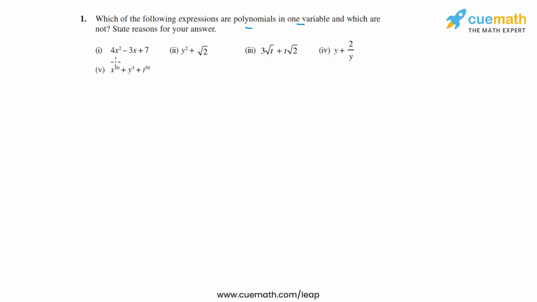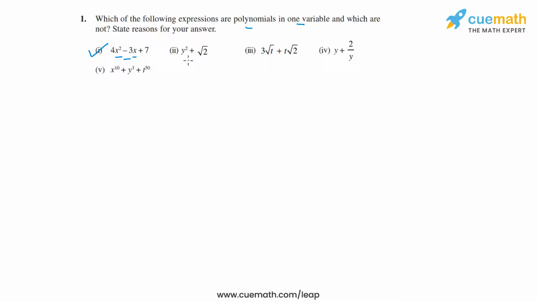So let's look at each of the given options. So in option 1, the expression is 4x square minus 3x plus 7. So this is a polynomial because the powers of the variables are all integers, x square and x. And also it's a polynomial in one variable because there is only one variable x. So option 1 is correct.